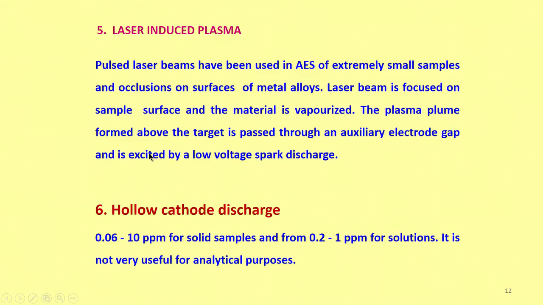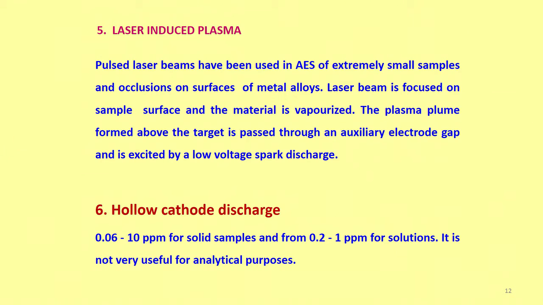So, the plasma plume formed above the target is passed through a spectrometer. So, the electrode gap is already there, that is excited using a low voltage spark discharge. This is another way. So, one more way of doing the emission, bringing about excitation of the atoms in a given sample, is by hollow cathode discharge.